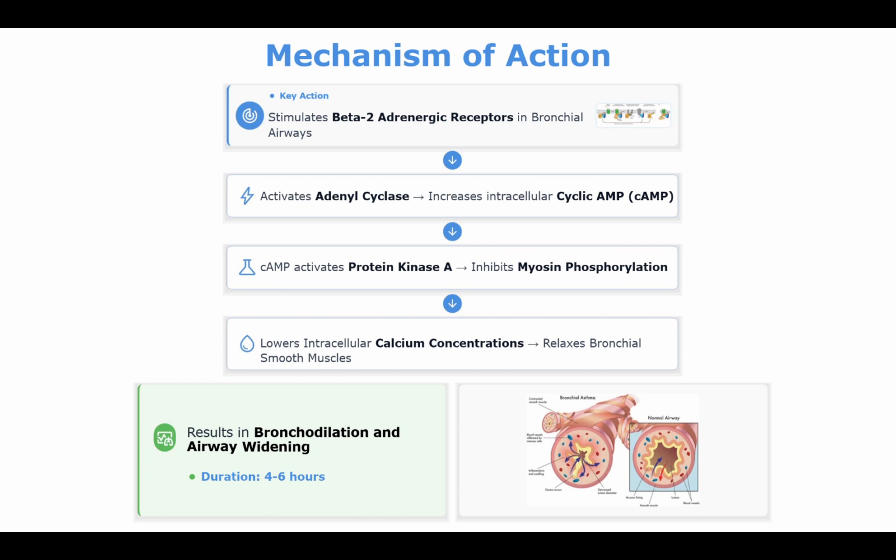This elevated cyclic AMP is a key second messenger that activates protein kinase A, which phosphorylates various targets to inhibit myosin phosphorylation, a process essential for muscle contraction. Simultaneously, it promotes the sequestration of intracellular calcium into storage sites, lowering free calcium concentrations. The net result is relaxation of the bronchial smooth muscles, leading to bronchodilation and widening of the airways, which alleviates symptoms like wheezing and shortness of breath.